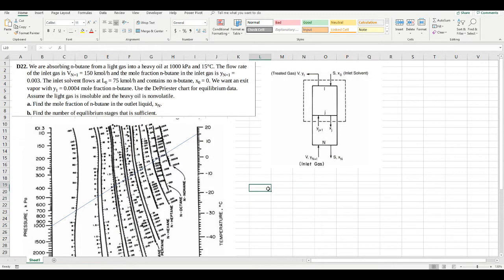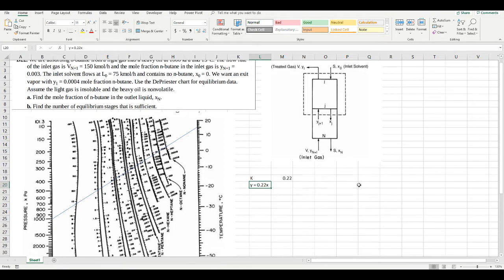So the value we obtained from the de Priester chart is the K value. So K is equal to 0.22, and K is simply the ratio of the vapor fraction to the liquid fraction. So that means that we have the relationship y is equal to 0.22x. So now we can simply plot our equilibrium line, which is going to be this linear relationship here.